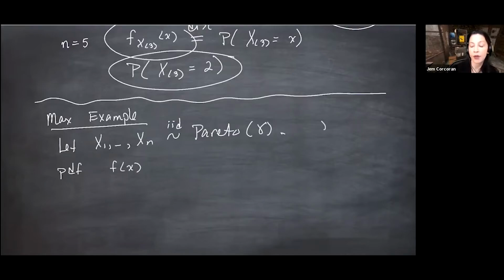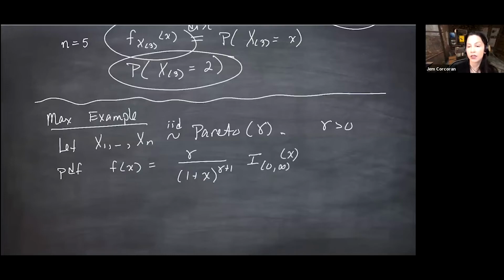By the way, this gamma is a parameter greater than 0. So this is f of x equals gamma over 1 plus x to the gamma plus 1 on the interval from 0 to infinity. Some people write it as well as gamma over x to the gamma plus 1 on the interval from 1 to infinity. You might see it written that way at some point in your life.